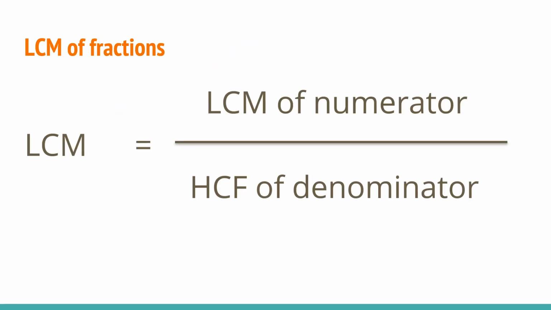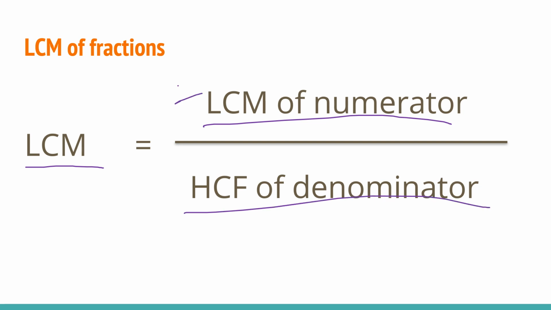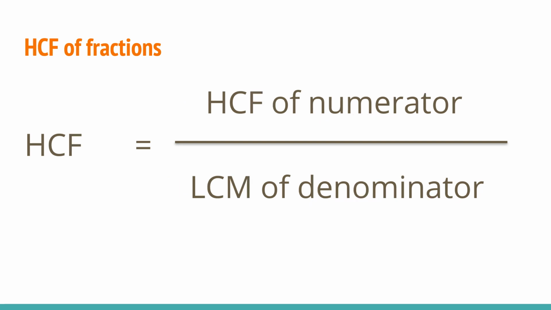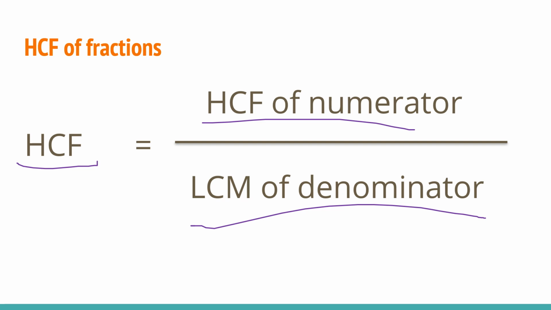So LCM of fractions. In order to find the LCM of fractions, it is very easy. Just find the LCM of the numerators and put it in the numerator, and find the HCF of the denominators. So it is LCM and it is HCF. To find the LCM of fractions, we have to find the LCM of the numerators, which should be divided by the HCF of the denominators. And similarly, in order to find the HCF of fractions, it is very easy. Find the HCF of the numerators and divide it by the LCM of the denominators, then you will get the HCF of the given fractions.